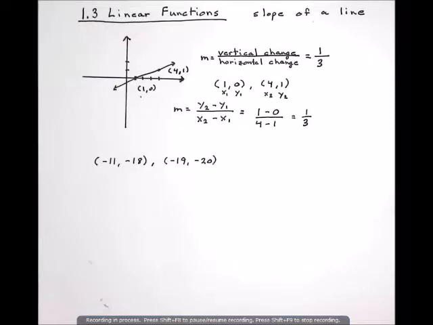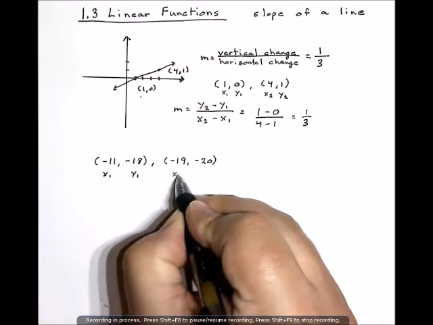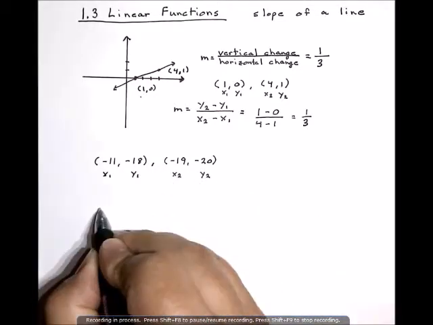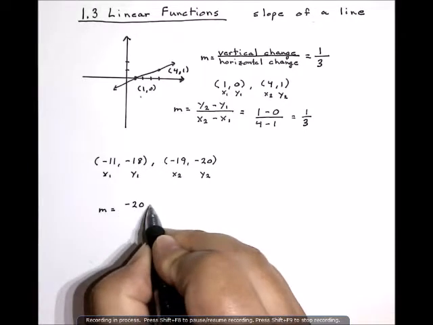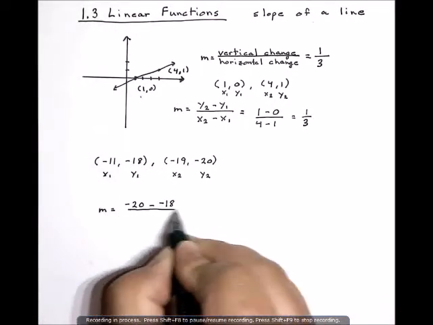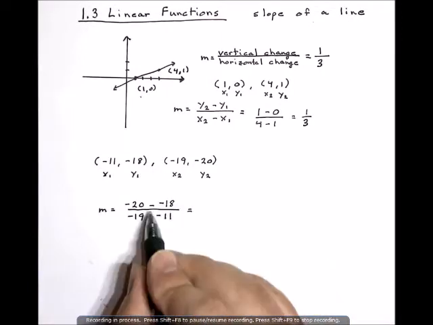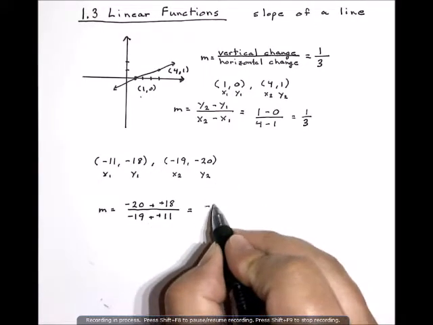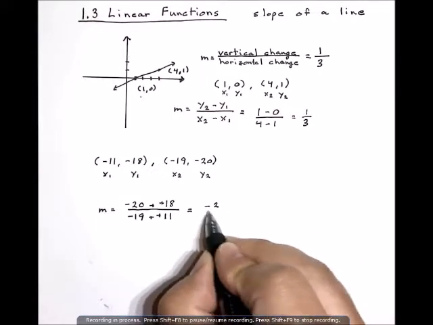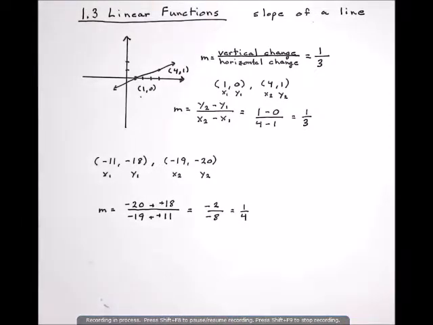Now, let's try to find the slope of the line between these 2 points. So just like before, we designate one pair x1, y1, and the other pair x2, y2, and then we plug into our slope formula. And we get (y2 minus y1) over (x2 minus x1). And remember, those double negatives are the same as additions. So we get a -2 over a -8, which gives us a slope for this line of 1/4.